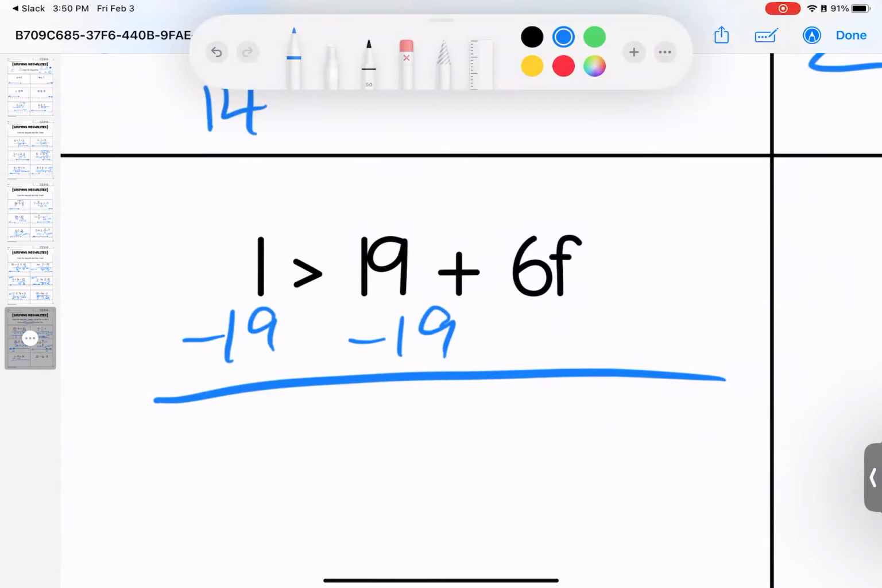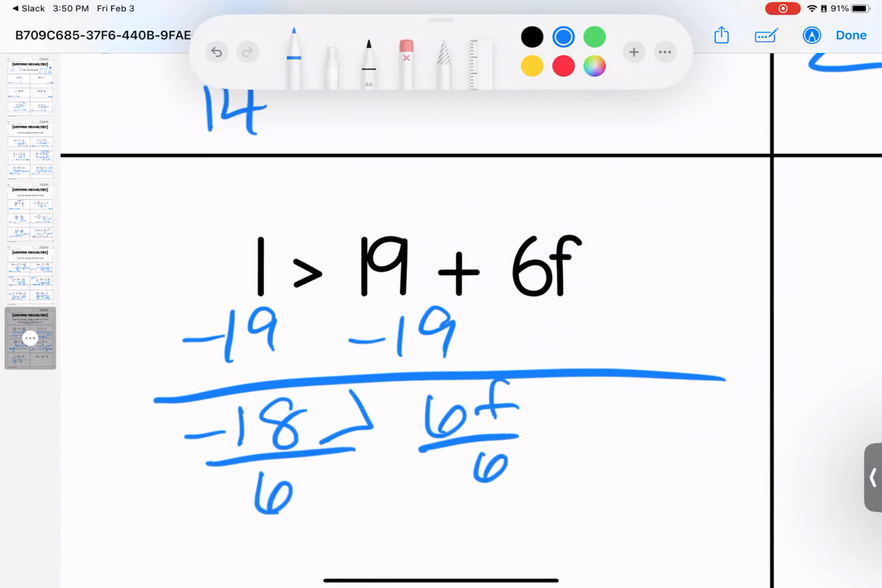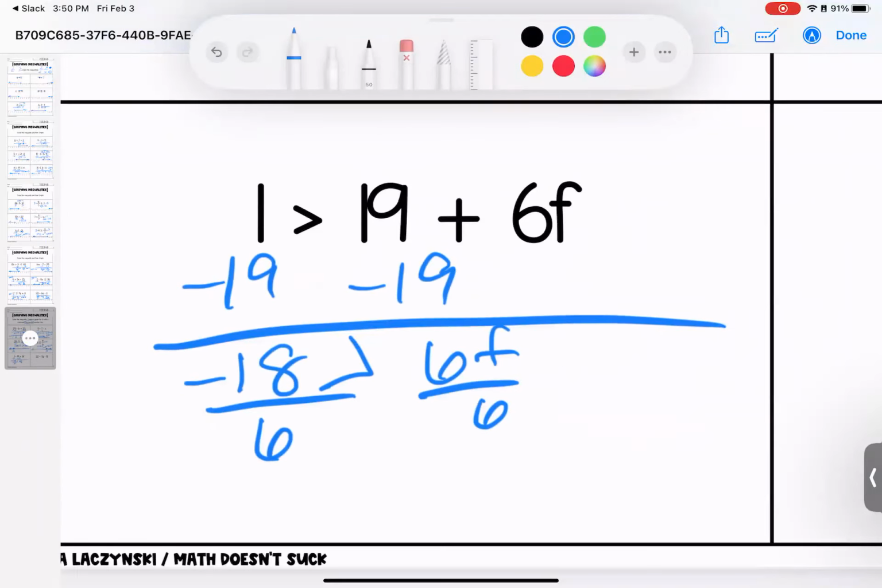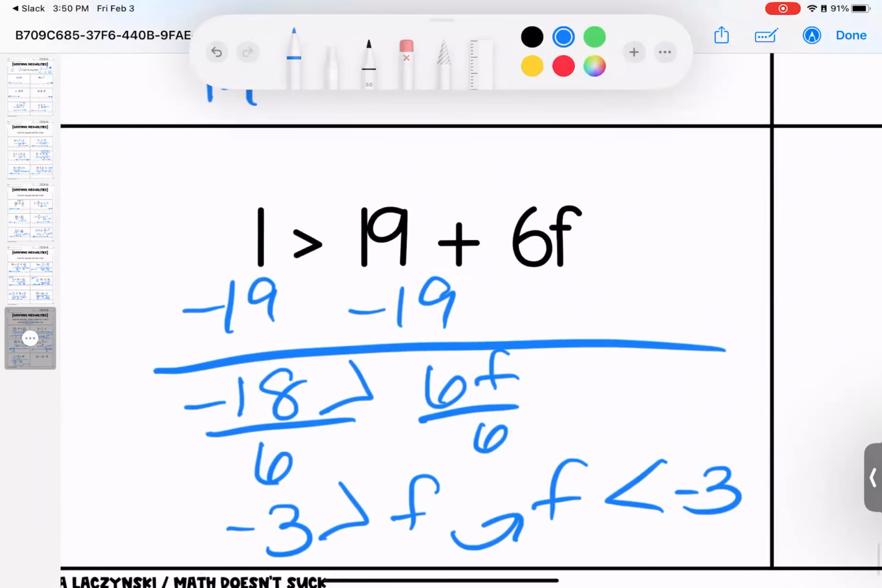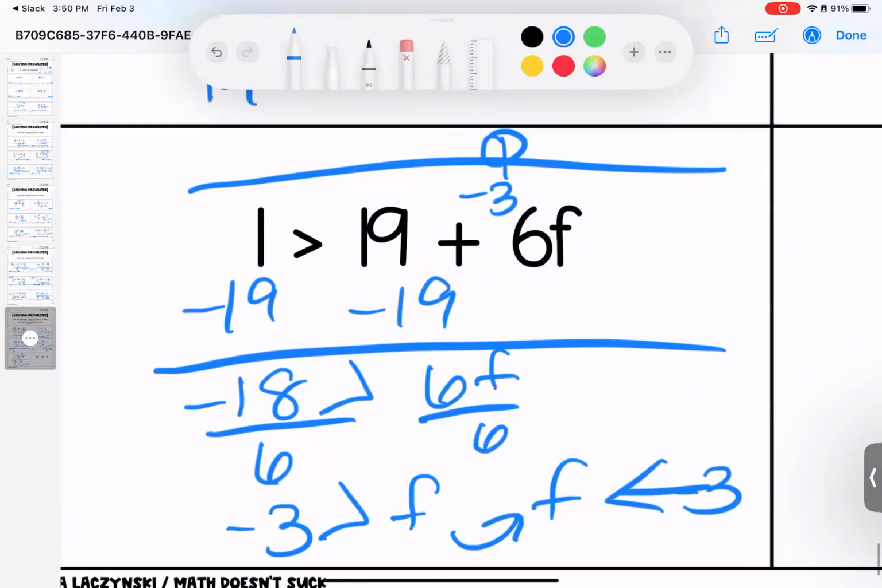Minus 19 on this one. When I do that, I have negative 18 is greater than 6f. Divide both sides by 6, and I get negative 3 is greater than f. I'm going to flip it, f on this side, negative 3 on this side. My mouth is going towards the negative 3, so I'm going to circle. I'm running out of room, negative 3, circle. My arrow goes to the left.